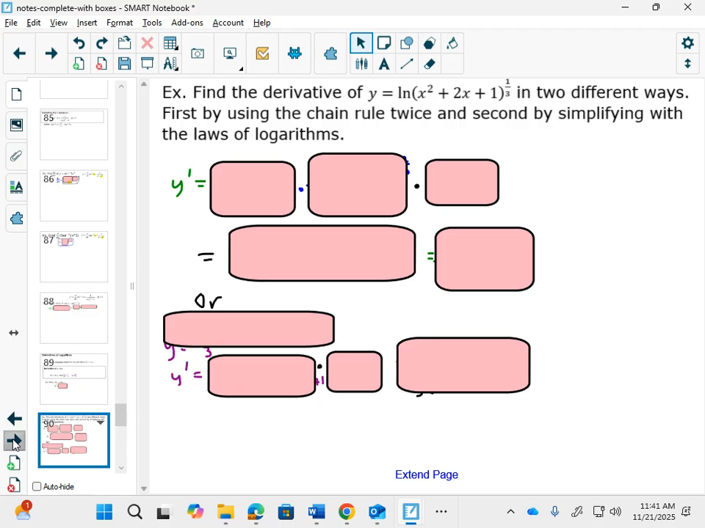Do you see that the x squared plus 2x plus 1 to the 1/3 is inside the natural log? And can you see that the x squared plus 2x plus 1 is inside the 1/3? This is why it's a chain rule twice. We have something inside of one function, and then that inside has something inside of it. So if you were doing the chain rule, you have to start with your outside function. Which is the outermost function in this case? The natural log. The derivative of natural log is 1 over x. So we would do 1 over, keep the inside the same.